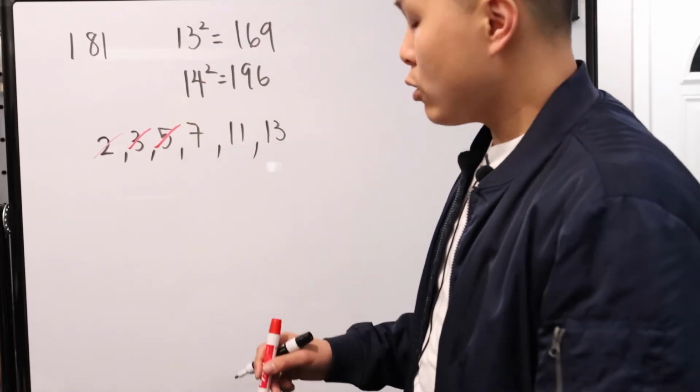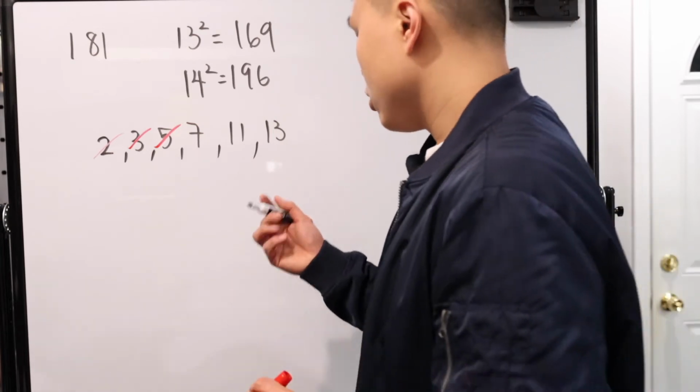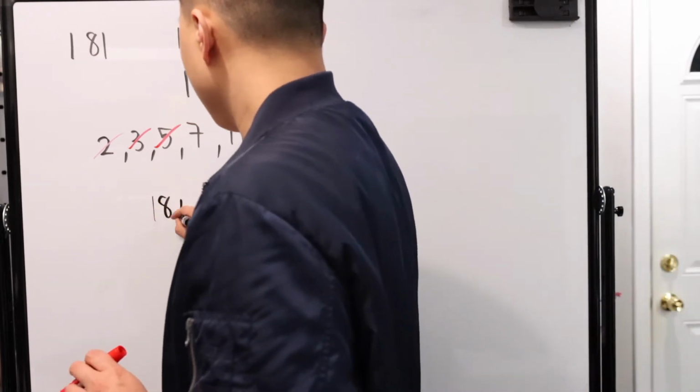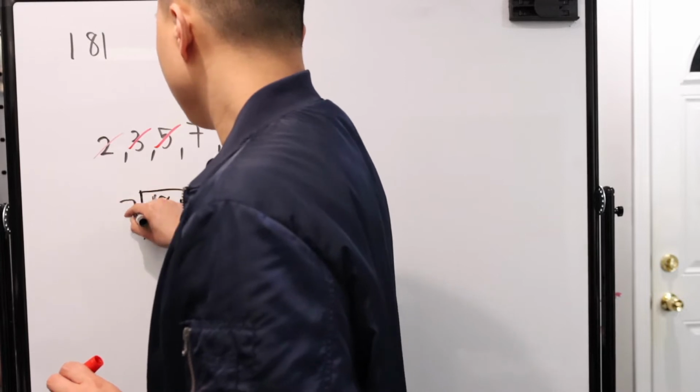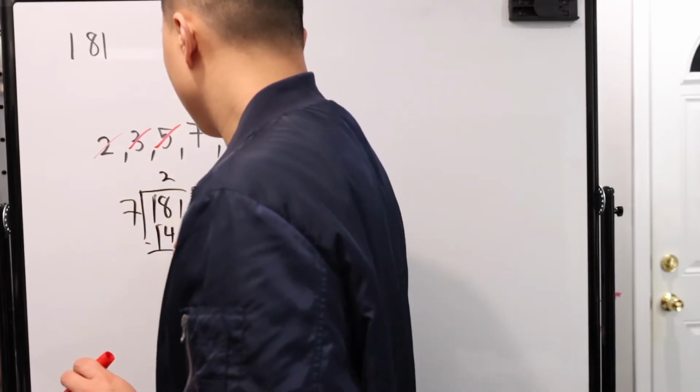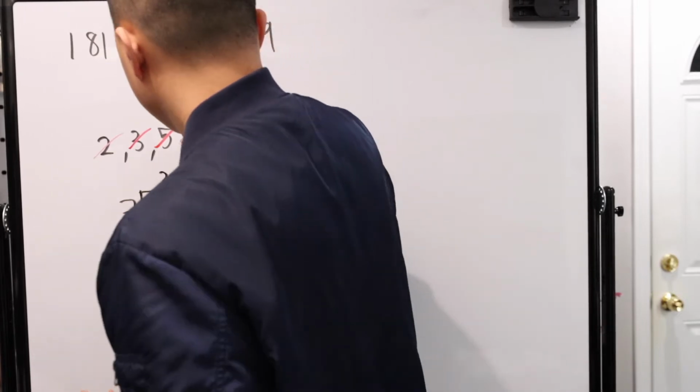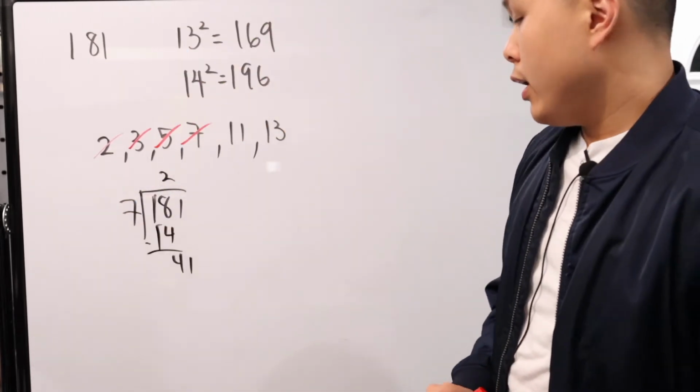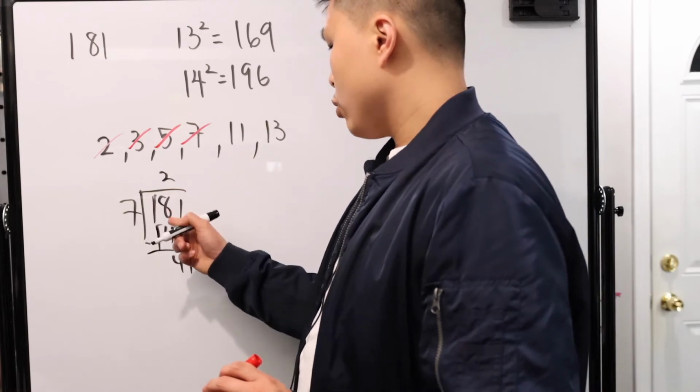But in situations where we're under high stress and we're not entirely sure, just test it out. 181 divided by 7. Well, 2, right? That's 14, 41, definitely not 7. Boom, just like that, right? And then we can do 11. 11 goes in here one time.